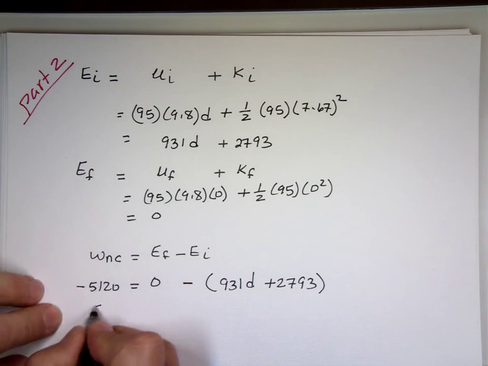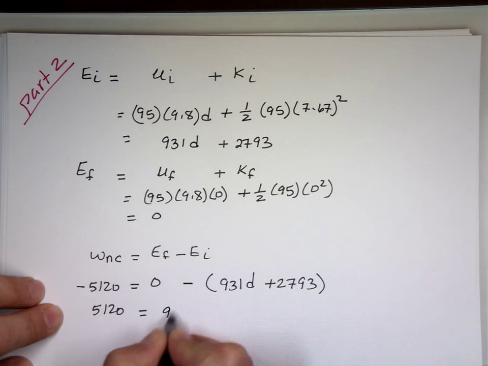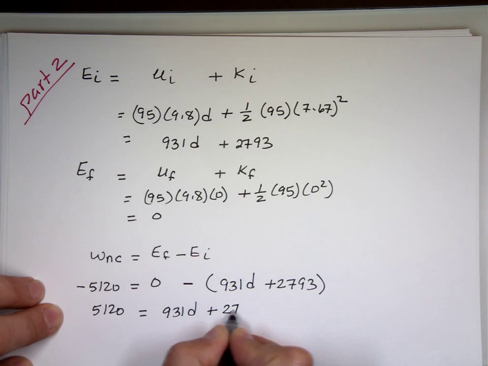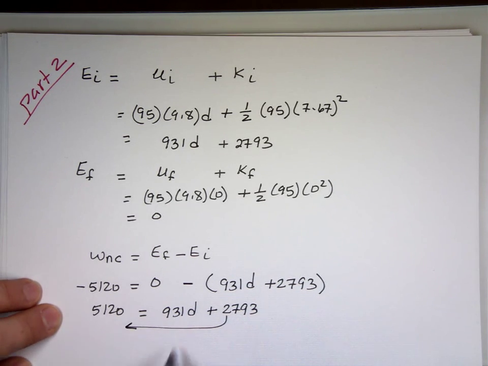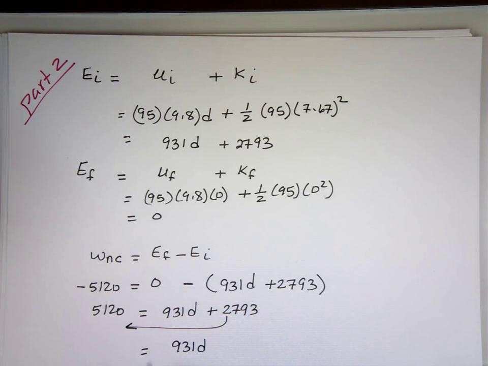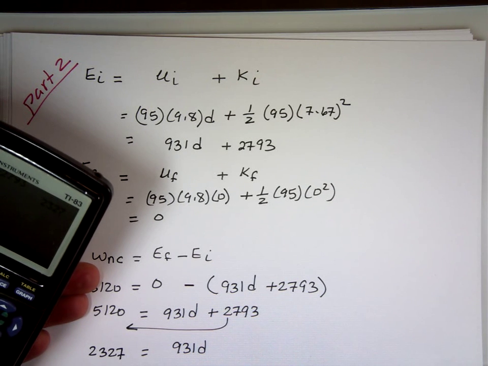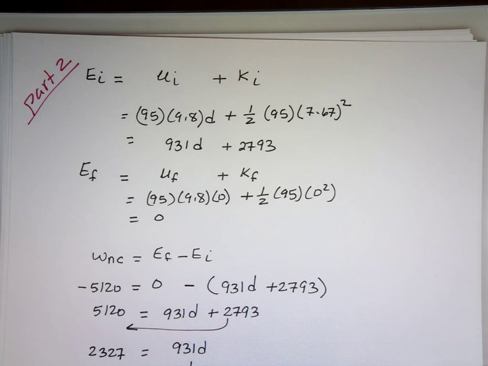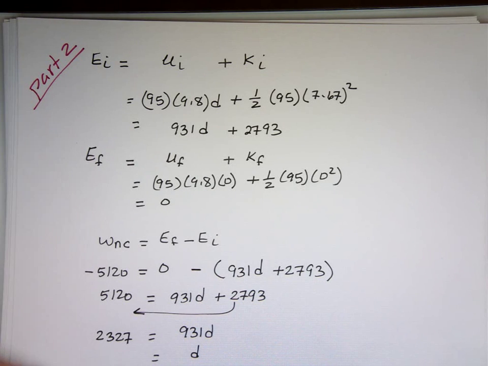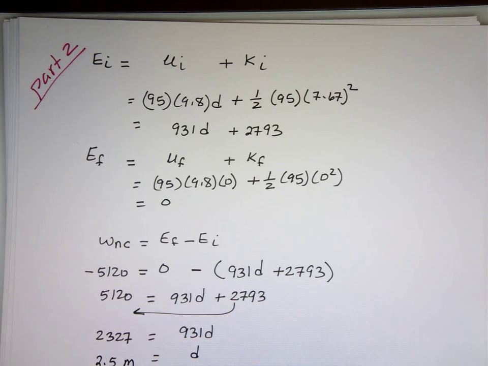So 5120 equals 931D plus 2793. Bring this one to this side, you subtract: 5120 minus 2793. The result is 2327. Can we get how deep you're going to go into the water? Divided by 931. 2.5 meters.